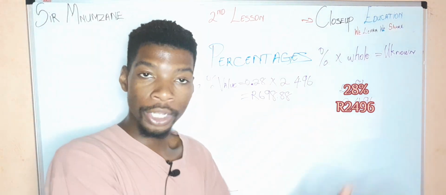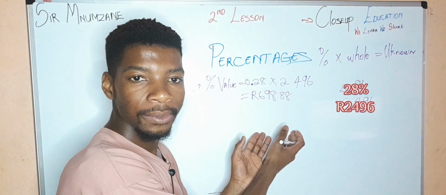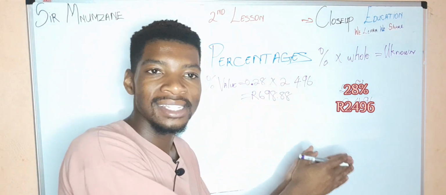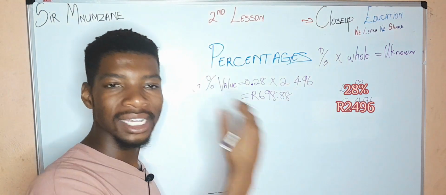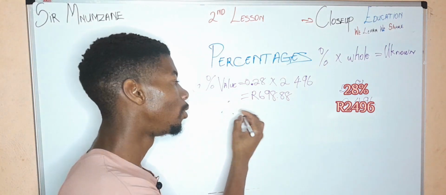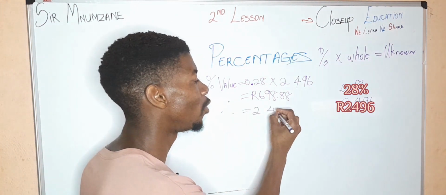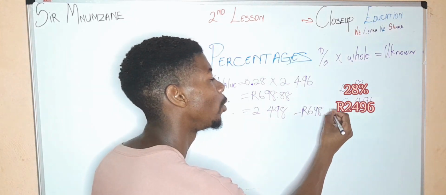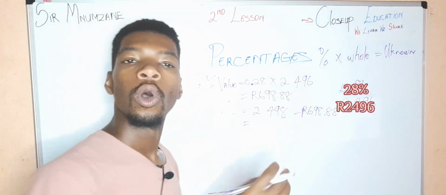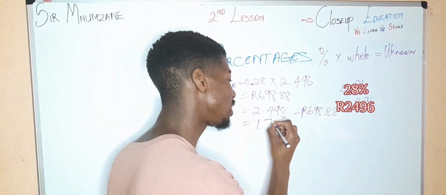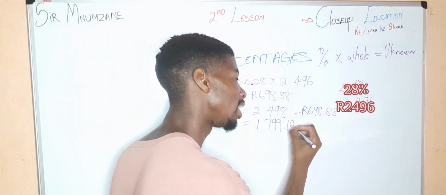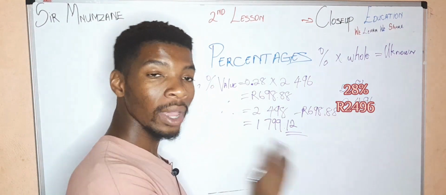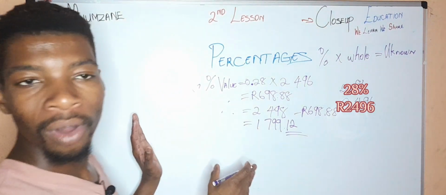Then the follow-up question asks for the difference between the amount of the phone and the percentage. How do we do it? It's obvious. You just calculate the difference. Therefore, 2,496 minus 698.88. Okay, and the answer is 1,799.12. Remember that the decimal numbers are usually important as well. So this was our first question.